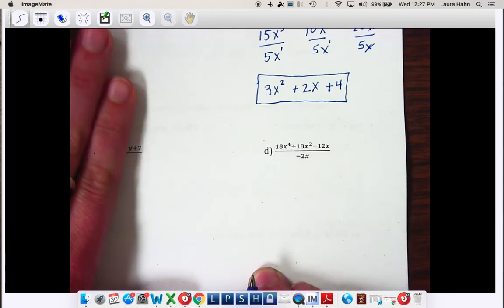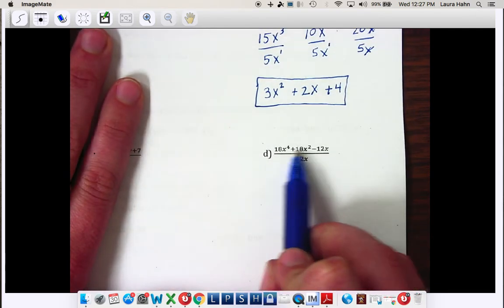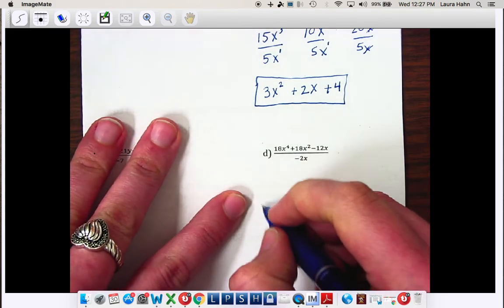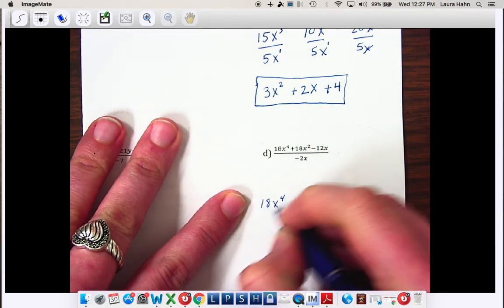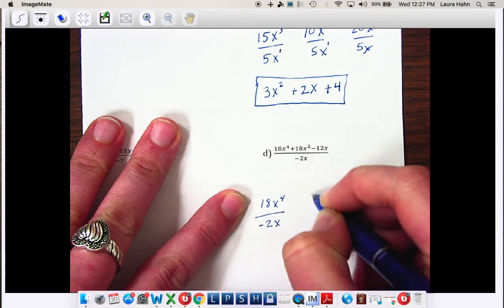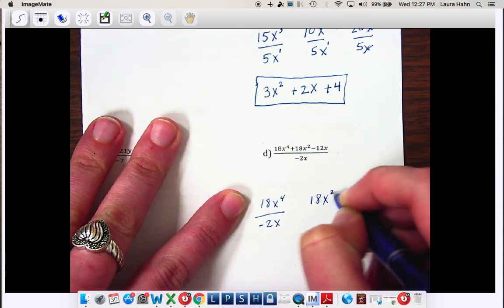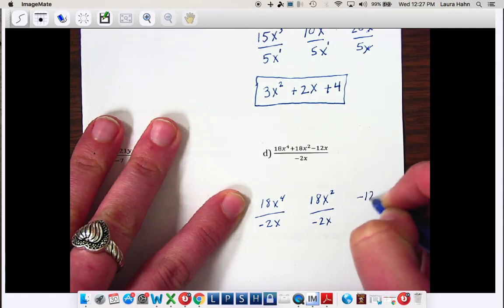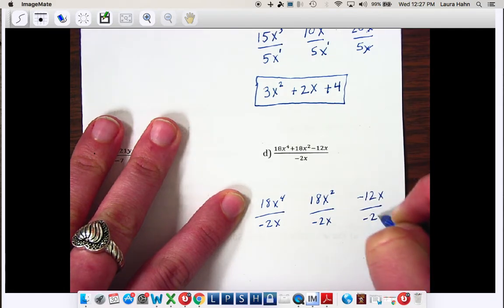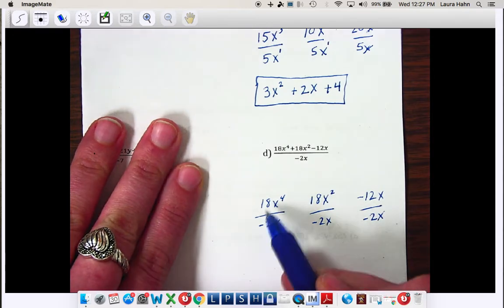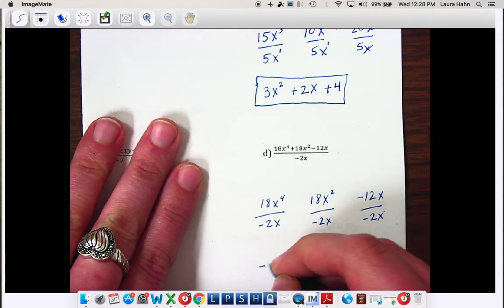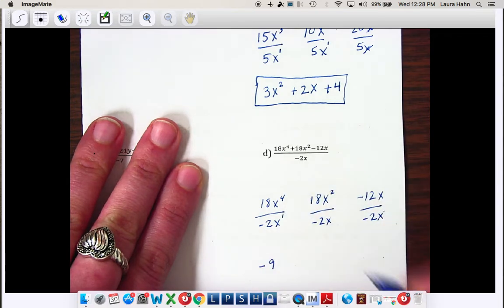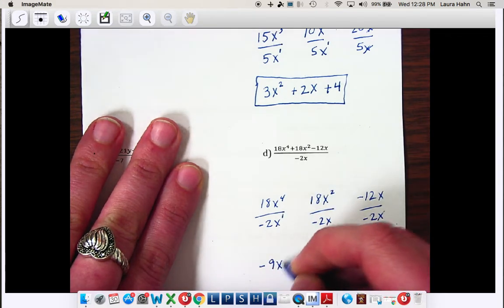All right, let's try D. So I need to take each one of these from the top and divide it by negative 2x. So 18x to the fourth divided by negative 2x, 18x squared divided by negative 2x, and then negative 12x divided by negative 2x. So 18 divided by negative 2 is a negative 9. X to the fourth divided by x, I know I subtract my exponents to give me x to the third.